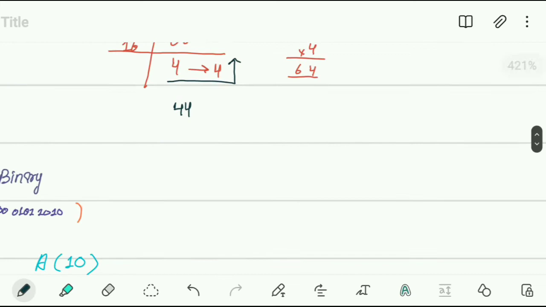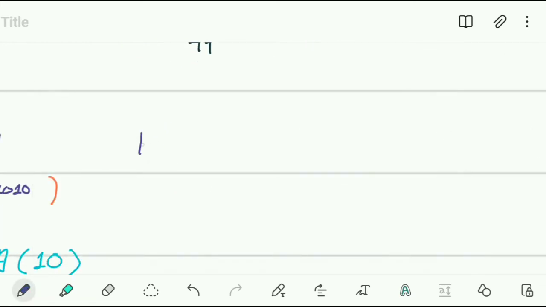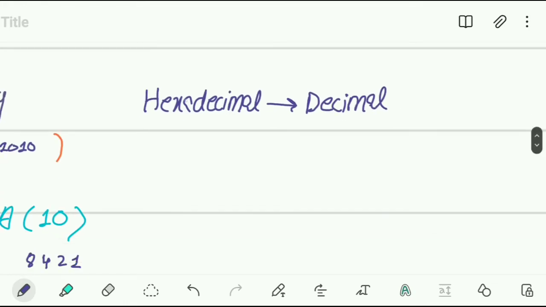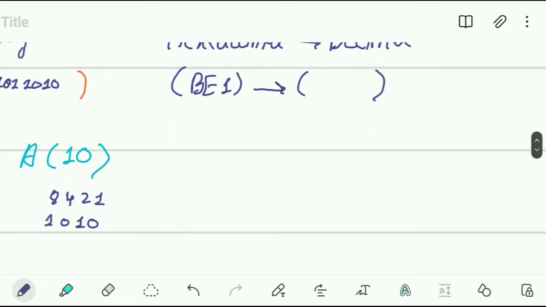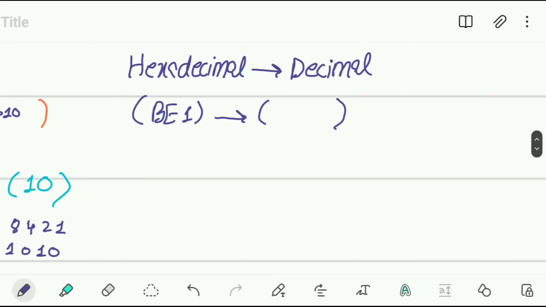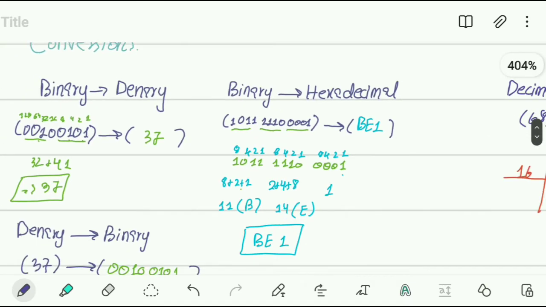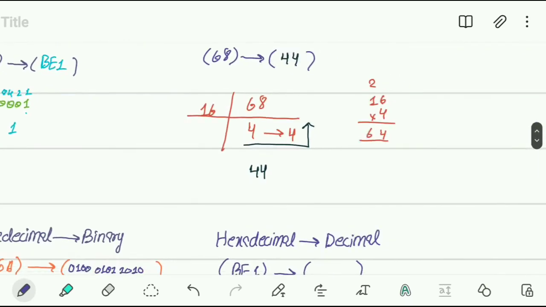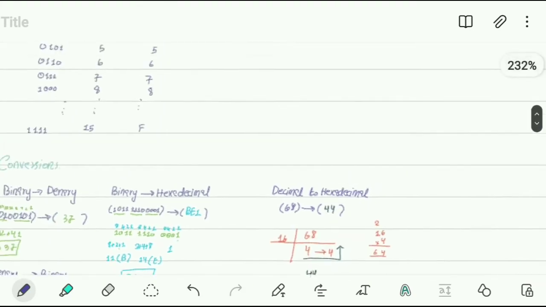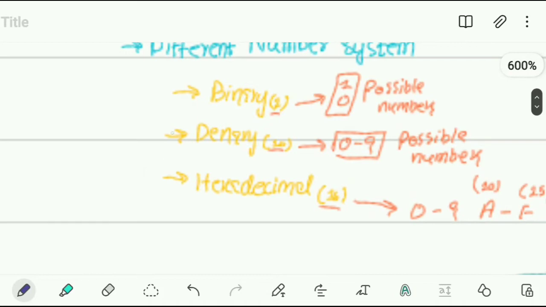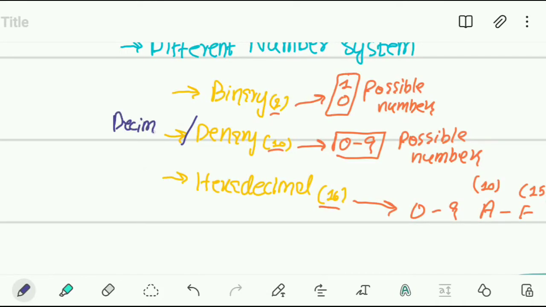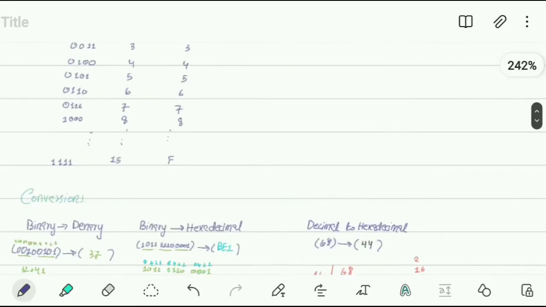And now let's start with hexadecimal to decimal. Converting BE1 to decimal. Okay, so same thing as we did in binary to Denary. Hexadecimal to decimal. Okay, here's the thing. Denary or decimal is the same thing, it's the same name. You can call it Denary or you can call it decimal. It's the same thing. Okay, no need to get confused.